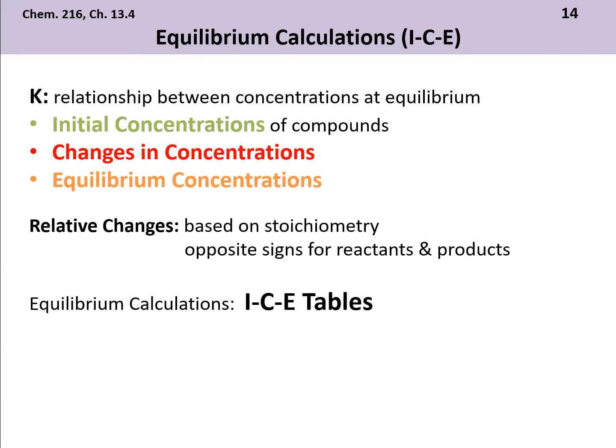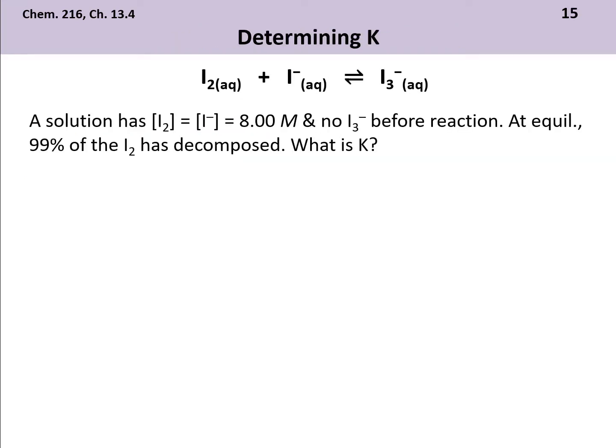Okay, so next, we talked about the changes in concentration. Next, we're going to talk about ice tables. Ice tables are a series of steps we're going to use in order to do ICE calculations. They're also called ICE charts, depending on where you see it. All right, so let's go ahead and look at a problem.